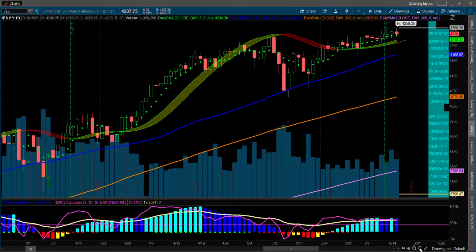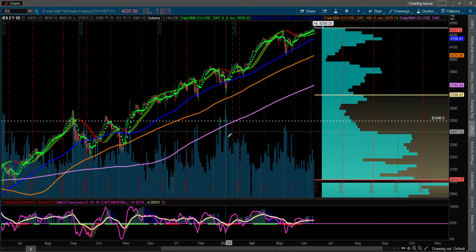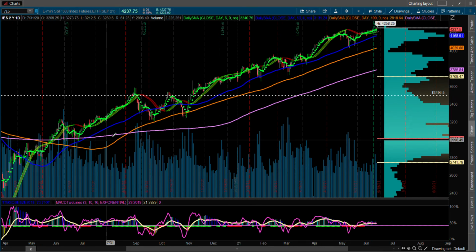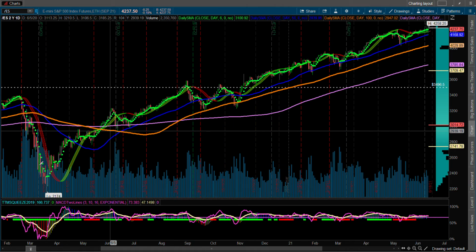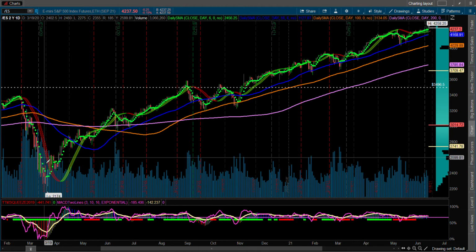Okay, so taking a look at the S&P 500, we can clearly see that we are in an uptrend despite the March crash that occurred last year around March 2020.